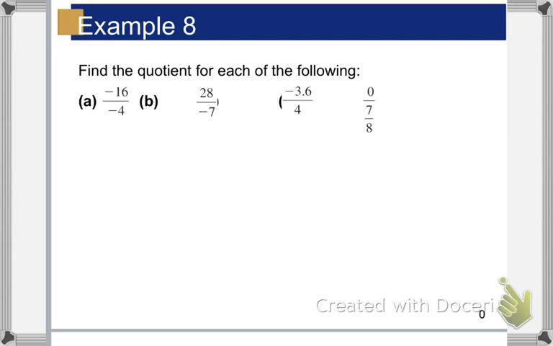Negative numbers, and we talked about multiplication of positive and negative numbers. Finding the quotient is the division of positive and negative numbers. They follow the same rules that multiplication of positive and negative numbers do. If your signs are the same, what's my answer? Positive. So a positive over a positive or a negative over a negative, that's going to be a positive answer.